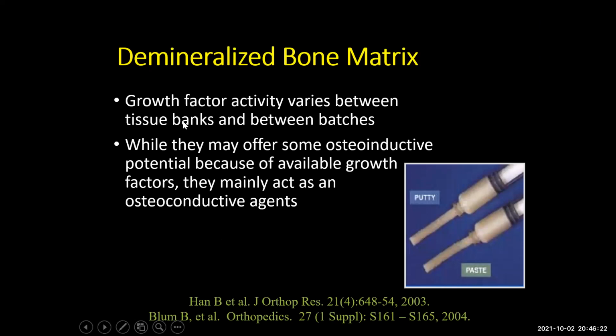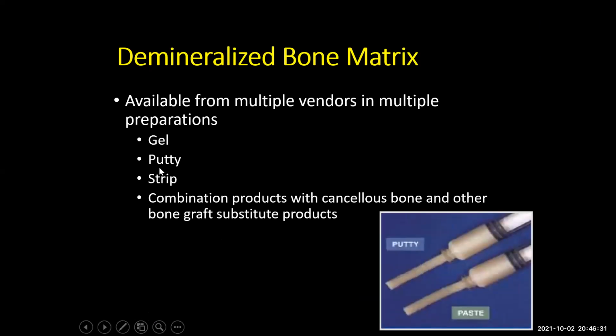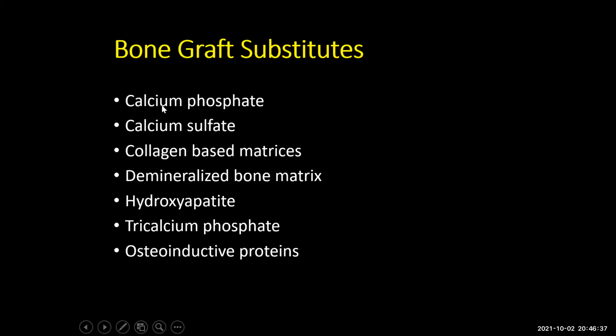So growth factor activity varies. While they may offer some osteoinductive properties because of available growth factors, they mainly act as osteoconductive agents. DBM is available from multiple vendors in the form of gel, putty or strips. Then bone graft substitutes like calcium phosphate, calcium sulfate, collagen-based, hydroxyapatite and tricalcium phosphate.